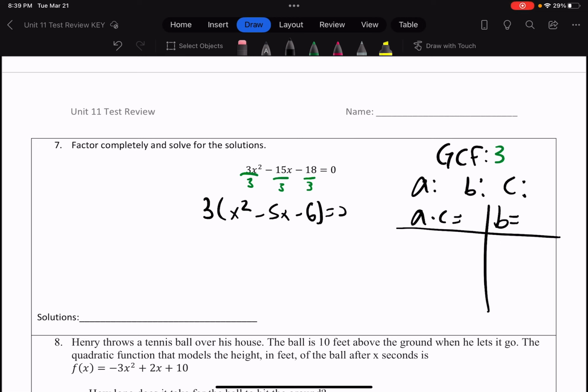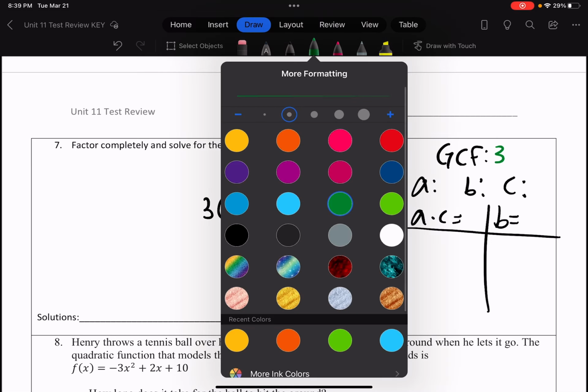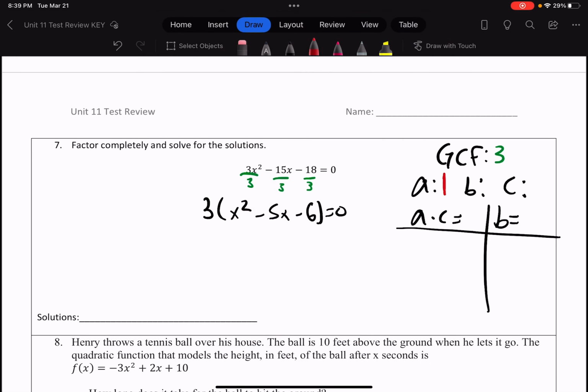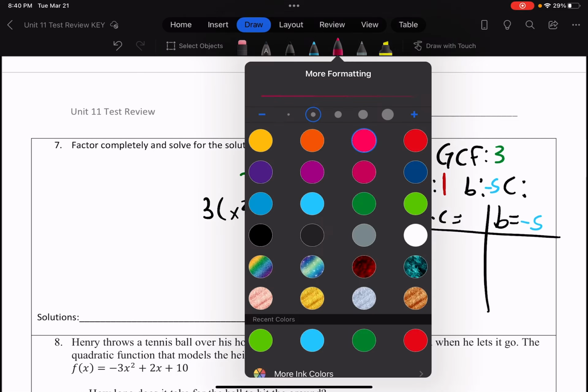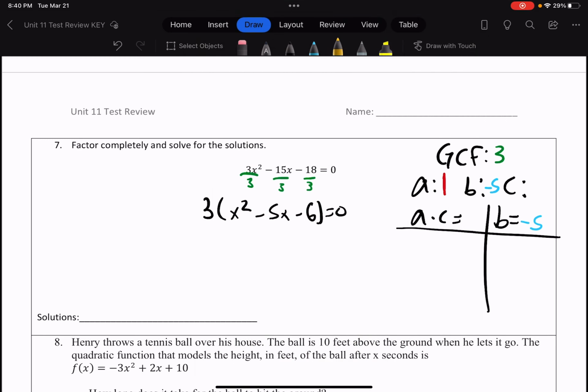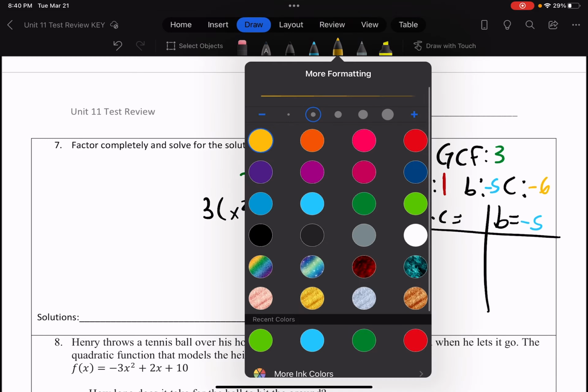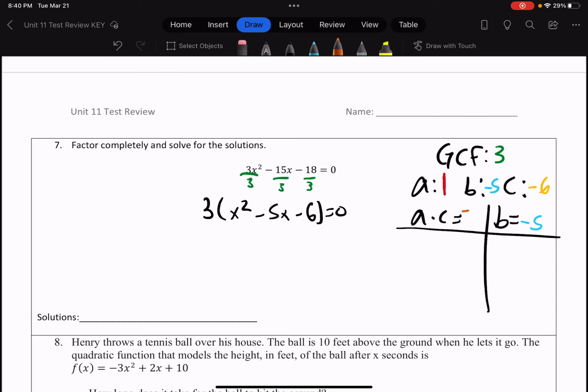minus 6 is equal to 0, leaving me with a new a value of 1, a new b value of negative 5, and a new c value of negative 6. 1 times negative 6 gives me negative 6. So I've got to find two numbers that multiply to a negative 6 but add to a negative 5. The factors of 6 are 1 and 6 and 2 and 3. So guys, this can get a little tricky because we've got to focus on our integers here.